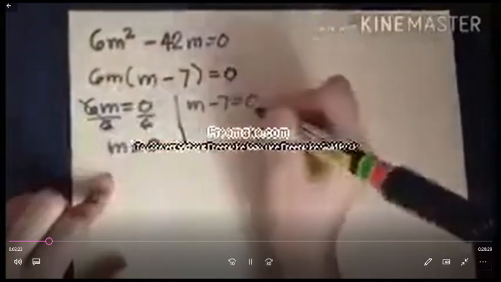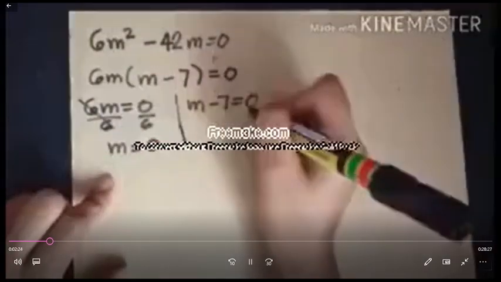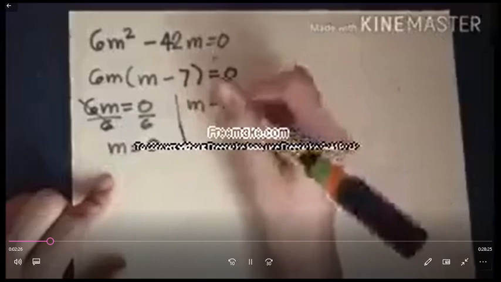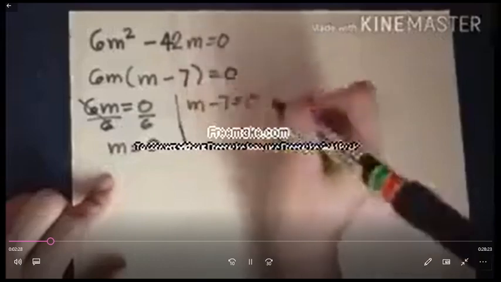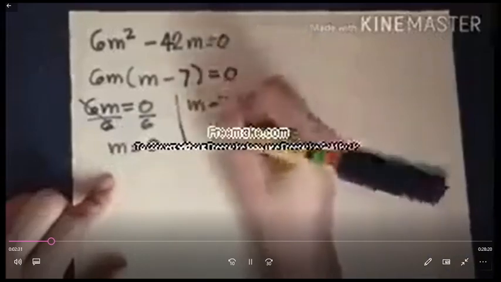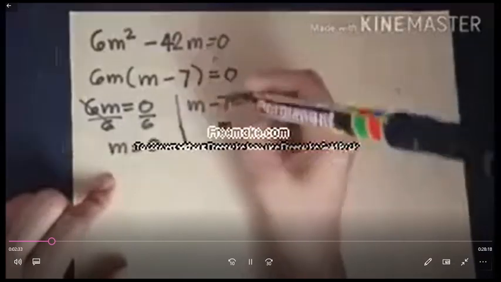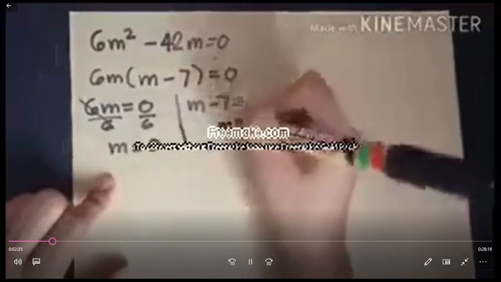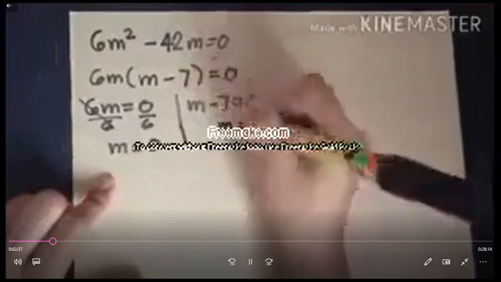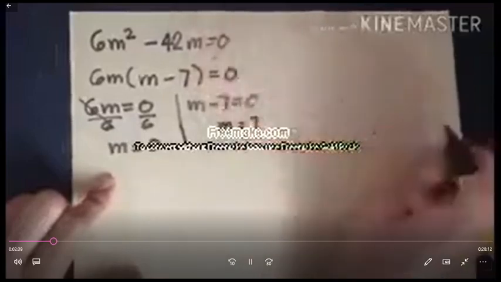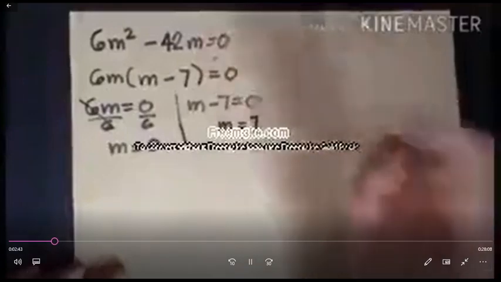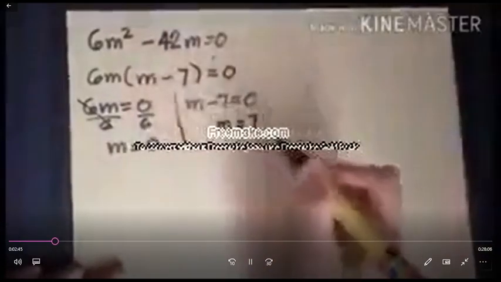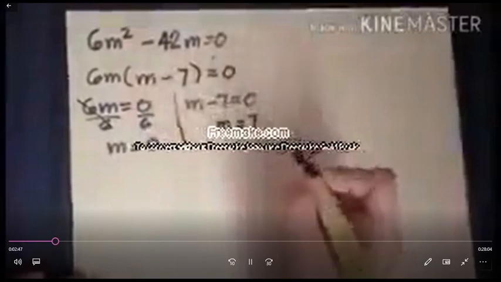While the second resulting equation, m minus 7 is equal to 0, we just transpose negative 7 to the other side. So, take note, when transposing, you change the sign. So, from negative 7, it becomes positive 7. Okay? So, next is for us to determine whether 0 and 7 are real solutions or not.